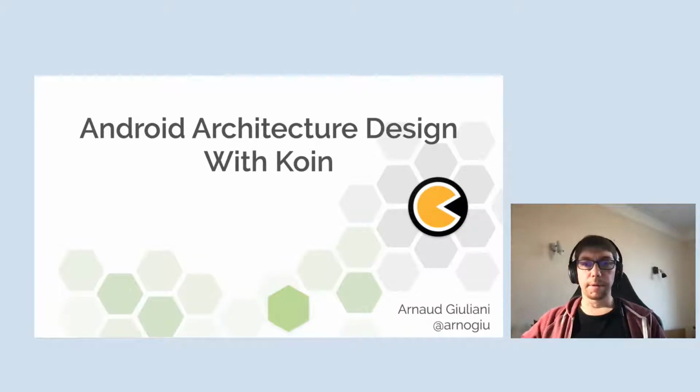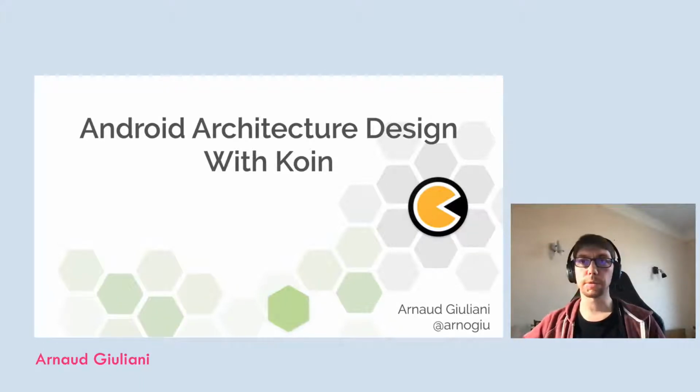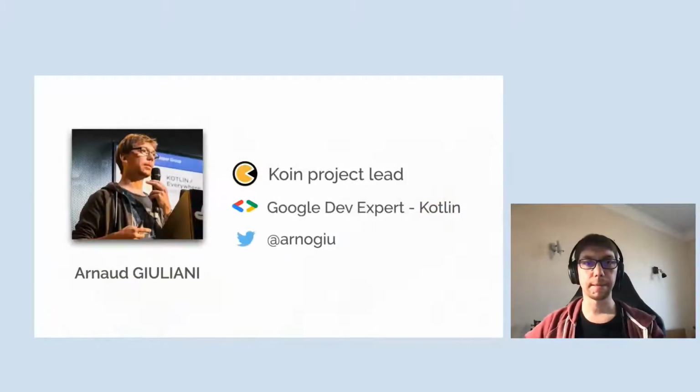We talk about the Kotlin language. It's really focused on Android architecture, but there's also a part about multi-platform architecture for the mobile side. So let's go for this Android architecture design with Koin.